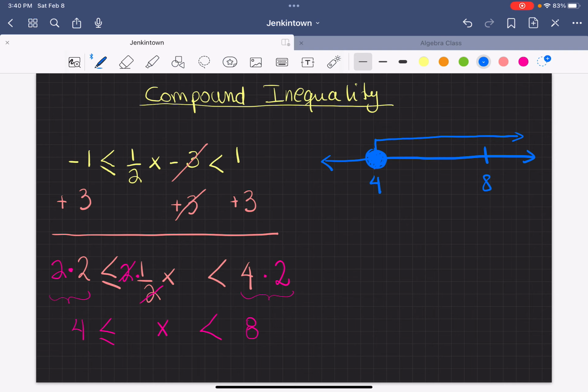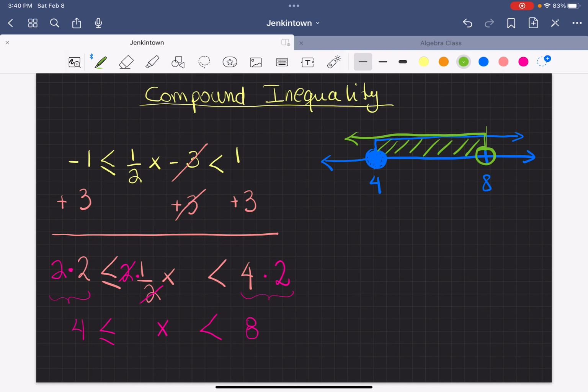On the other hand, I have x is less than 8. Numbers less than 8 go to the left of 8, right? And 8 is not included because it's just less than. So 8 is not included, so just an open circle. And numbers less than 8 go to the left of 8. So where these two areas overlap, that will be my solution.